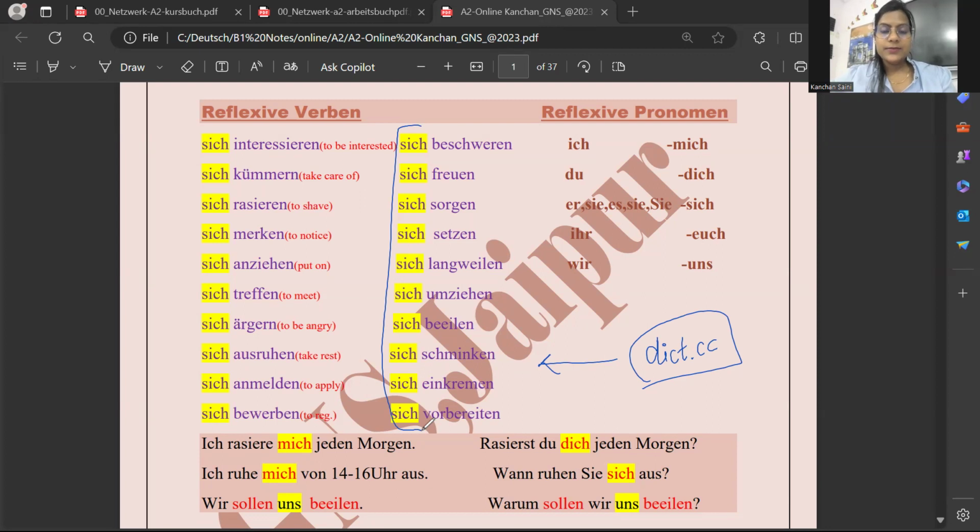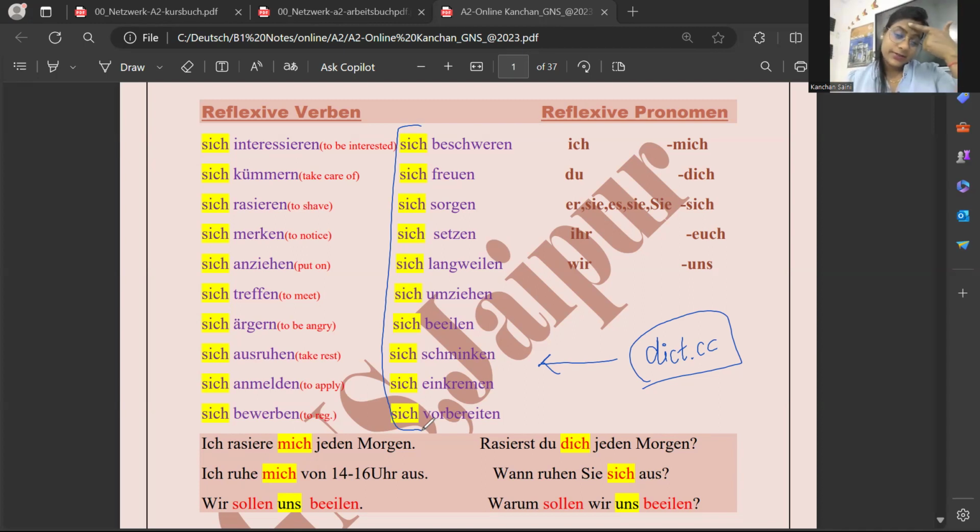Sich beeilen, hurry up. Sich schminken, to do some makeup. Sich eincremen, to apply the cream. And sich vorbereiten, to prepare, like to prepare for the exam.